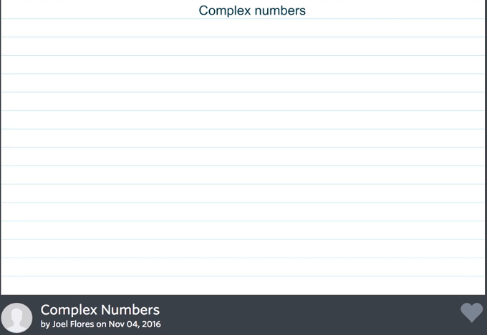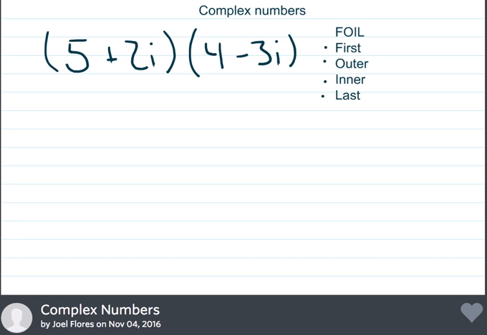Now we'll move on to multiplying complex numbers. So complex numbers are multiplied in the same way as polynomials. All terms of one complex number must be multiplied by all terms of the other. Now remember that i squared equals -1 and use this to simplify the result. So, as you know, to multiply a polynomial, you may use the acronym FOIL for first, outer, inner, last.